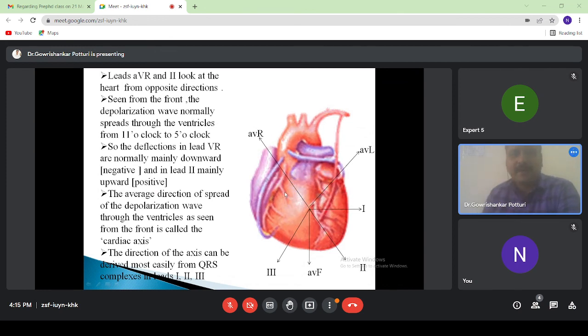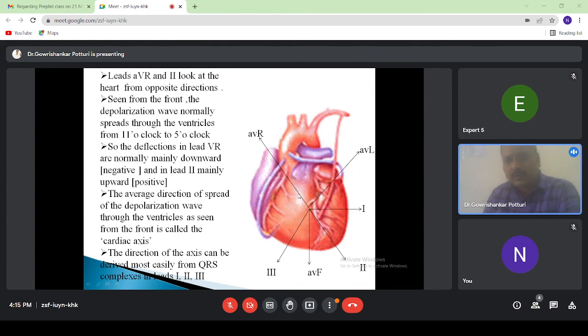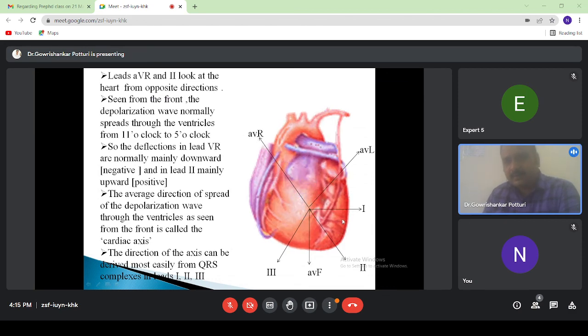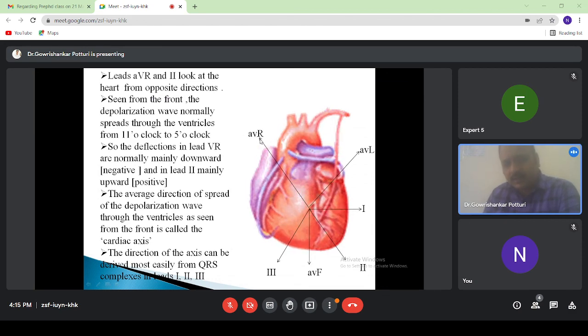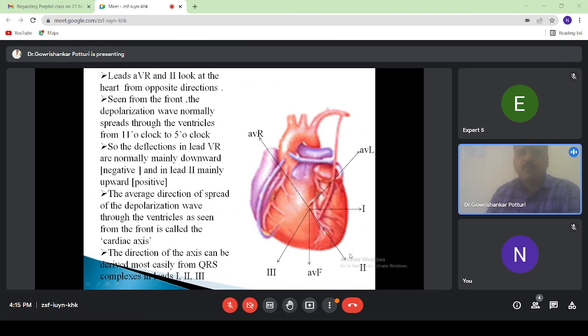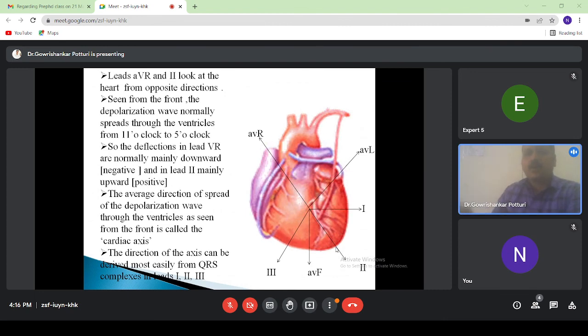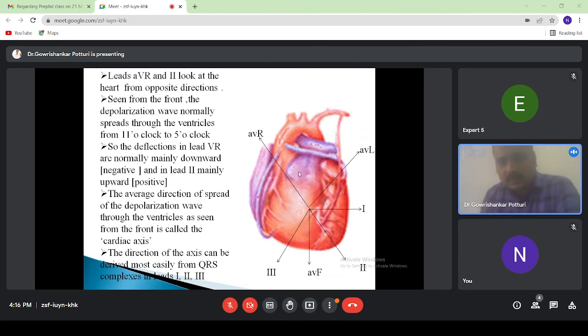Seen from the front, the depolarization wave normally spreads through the ventricles from 11 o'clock to 5 o'clock. Suppose this is 11 and this is 5. So your depolarization wave travels from 11 o'clock to 5 o'clock. This is known as the normal cardiac axis. If someone asks you what is the normal cardiac axis, 11 o'clock to 5 o'clock.